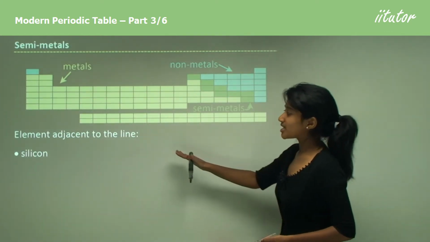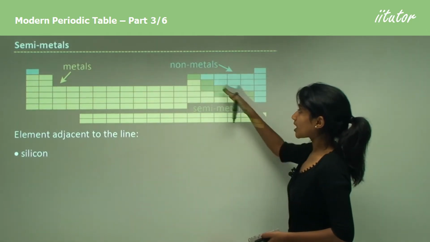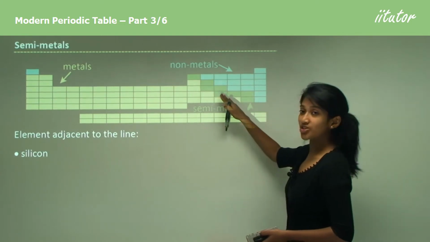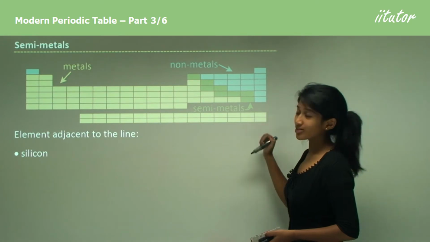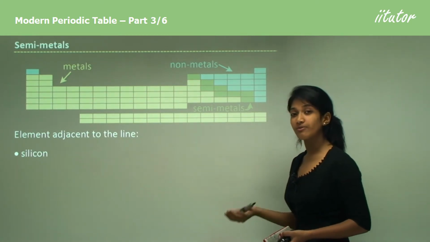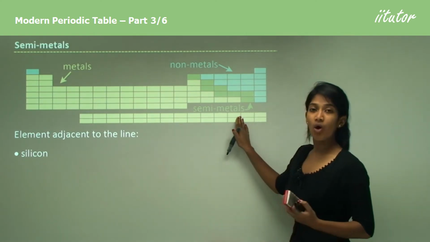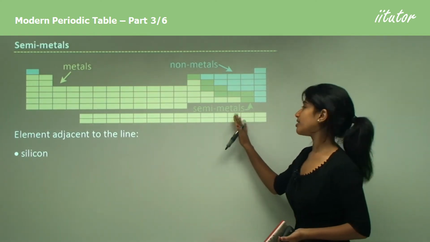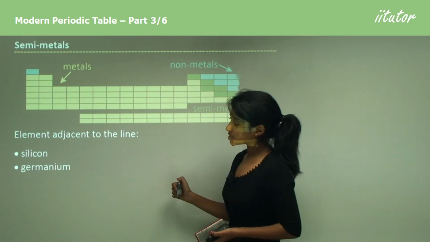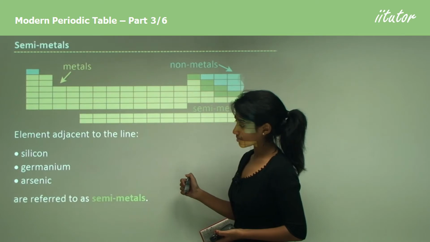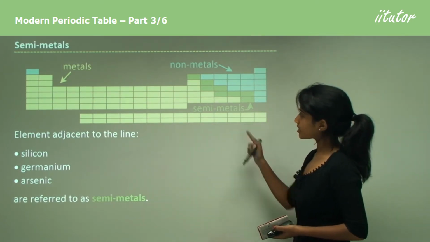Now, elements that are adjacent to the diagonal line going across are what we call semi-metals. They're called semi-metals because they have properties of both metals and non-metals. The older term used was metalloids, but now we refer to them as semi-metals. So these are silicon, germanium, arsenic, as you can see. So the ones in green.